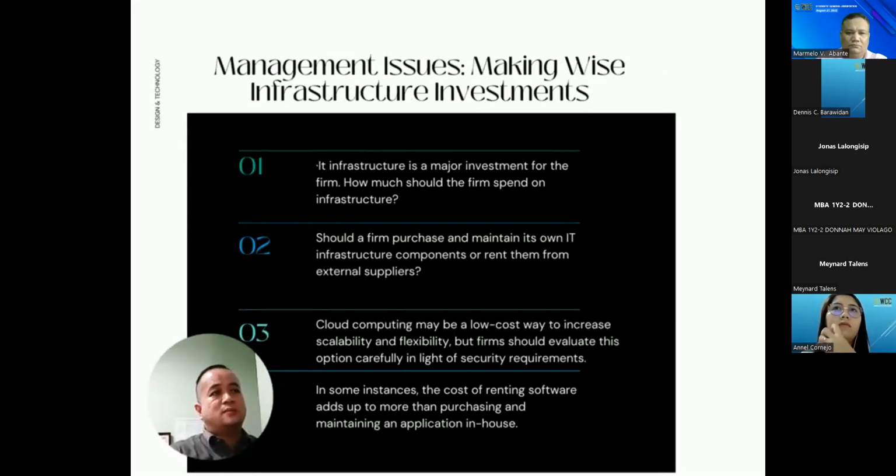What are the management issues when it comes to making wise infrastructure investments? IT infrastructure is a major investment for the firm. How much should the firm spend on infrastructure? Should the firm purchase and maintain its own IT infrastructure components or rent them from external suppliers? Cloud computing may be a low-cost way to increase scalability and flexibility, but firms should evaluate this option carefully in light of security requirements. In some instances, the cost of renting software adds up to more than purchasing and maintaining an application in-house.